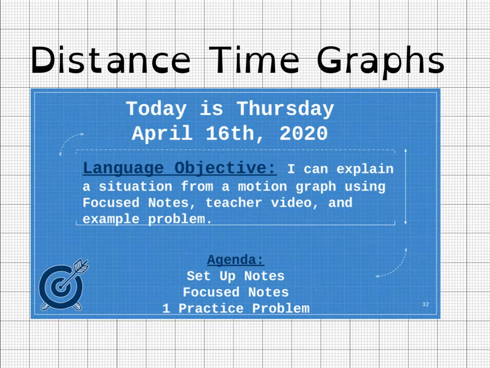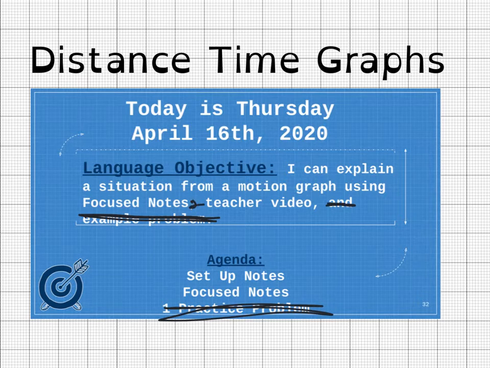Alright, so today we are going to look at motion graphs, more specifically distance time graphs. This is future Mrs. Beadle, who wrote the notes and did the whole lesson already and realized it's really long, so we are actually going to cross out our practice problem so I can explain a situation from a motion graph, specifically a distance time graph, using focus notes and a teacher video. Let's go ahead and get started with setting up our notes.